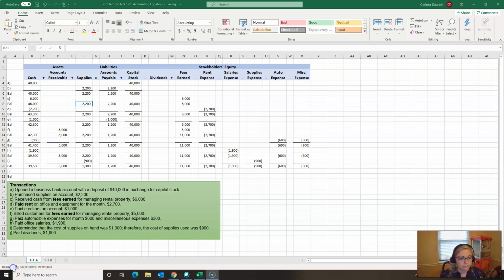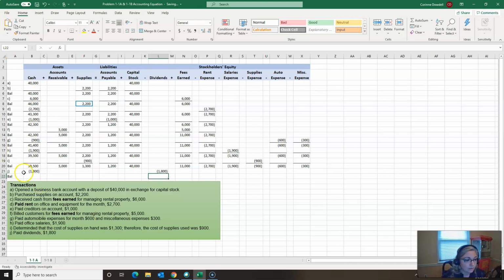We'll be right back. Okay, I've updated the totals after the cost of supplies was calculated in. And again, if you look at the supplies account, you see now that we have a balance there of $1,300. Okay. And the last transaction is paid dividends, $1,800. So this is cash coming out of your pocket. It's cash coming out of the company. So we're minusing $1,800. And then dividends. This is also going to be a minus because dividends have a negative impact on the stockholders' equity.